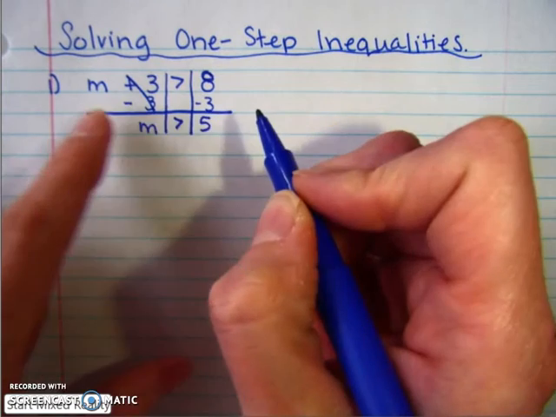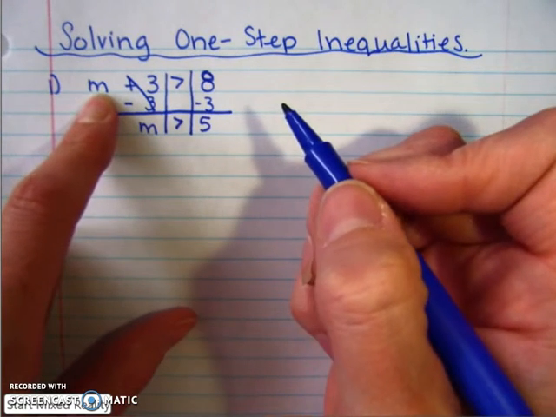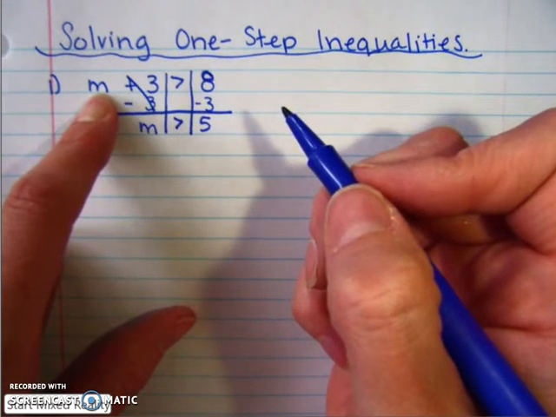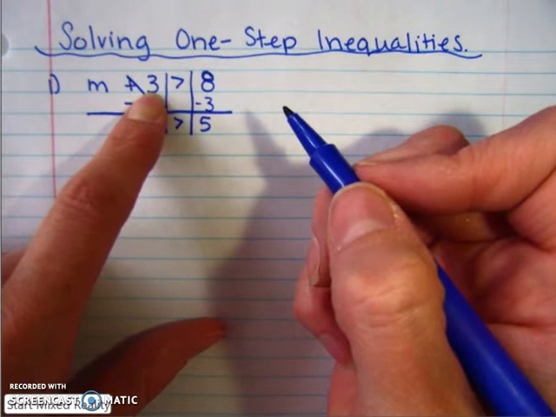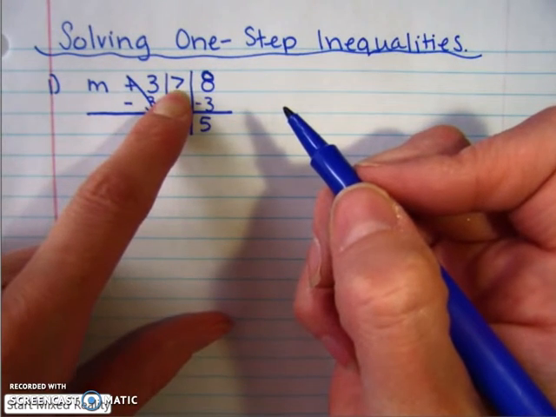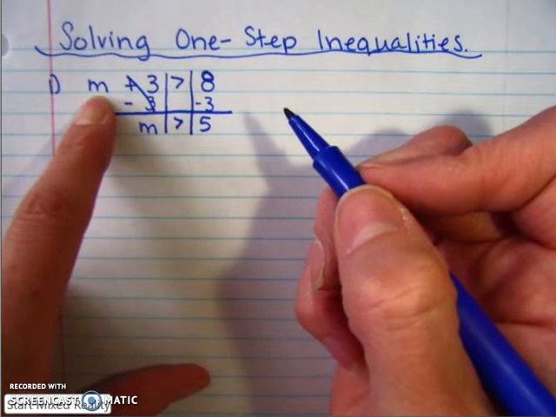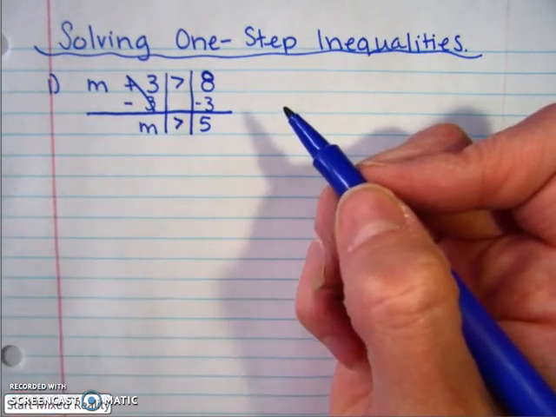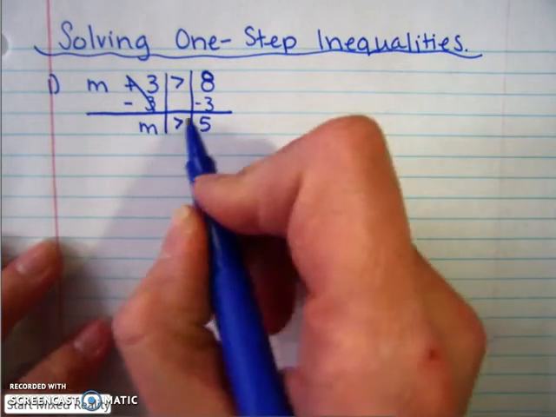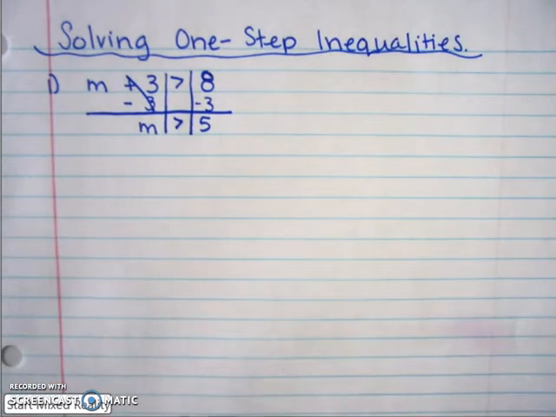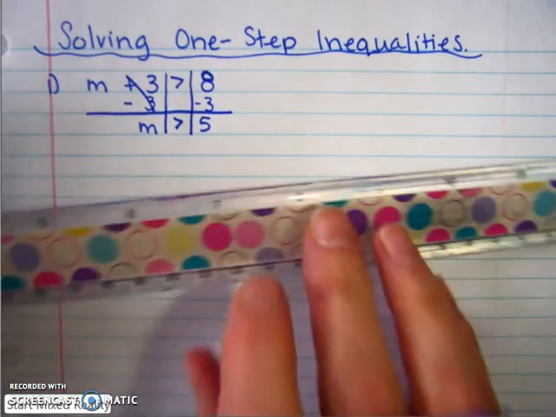Okay, my addition of 3 and subtraction of 3, those cancel, and then I'm left with m is greater than 5. So up here, we needed to know what values of m could I add to 3 to give me a number bigger than 8. And the values of m that I could add to 3 that would be greater than 8 would be anything bigger than 5. Okay? Now grab your ruler.